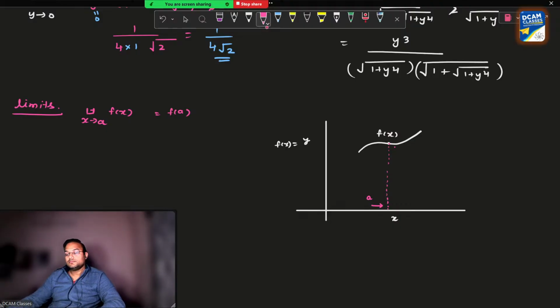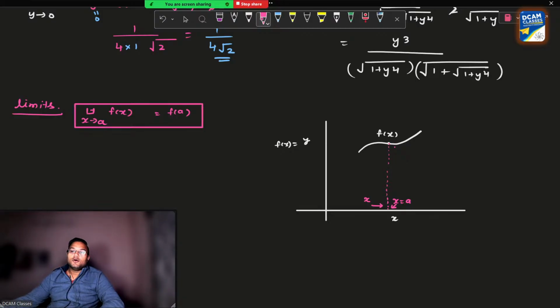Okay, this is the x is equal to a position. When x reaches to a, what will be the value of f of x? That's the meaning of limit. Obviously you know that at x is equal to a, if you want to find out the value of f of a, you have to put the value of x is equal to a in the f of x, you will get the value of f of a, which will represent the y coordinate of this point. Correct? This is a comma f of a. Correct?